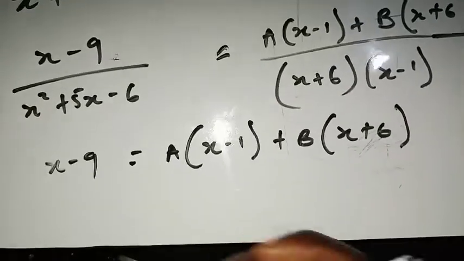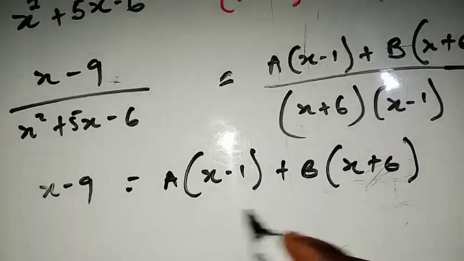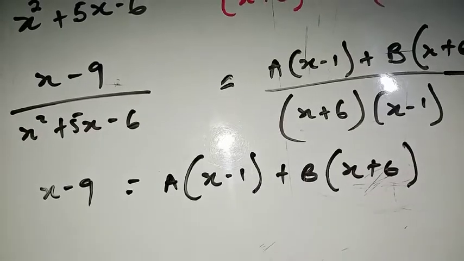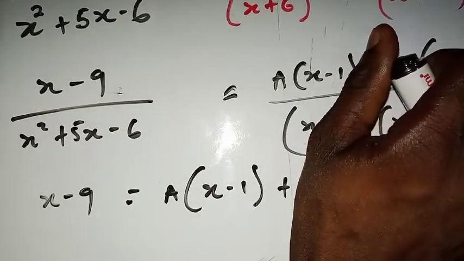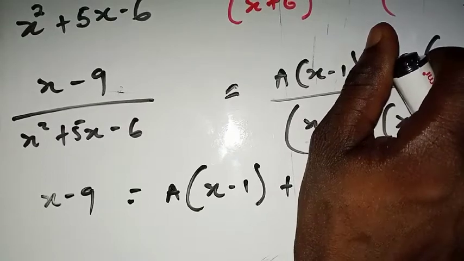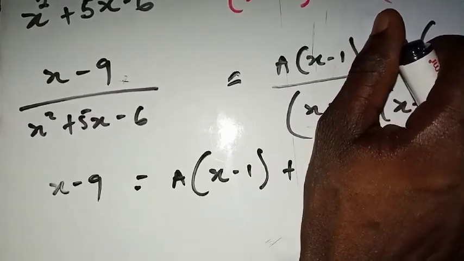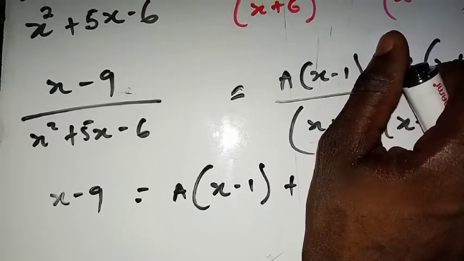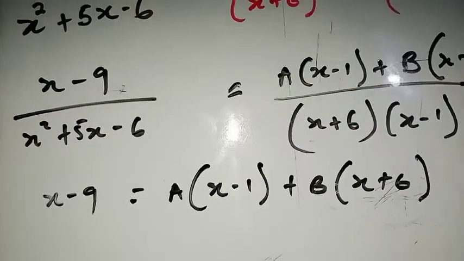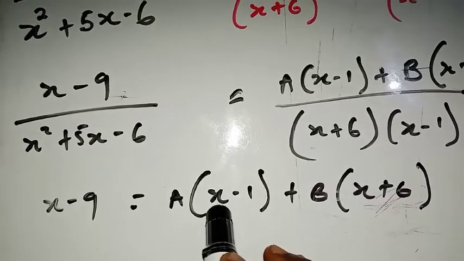Now, what is our next target? Our next target here is to find the values of A and B. So what will happen if I give you only this one? Assuming the B part is not there, we have x minus 9 equal to A into bracket x minus 1. That can be easily solved once we know the value of x here.